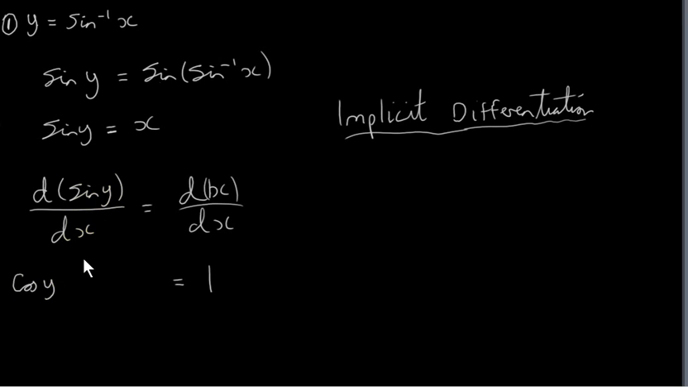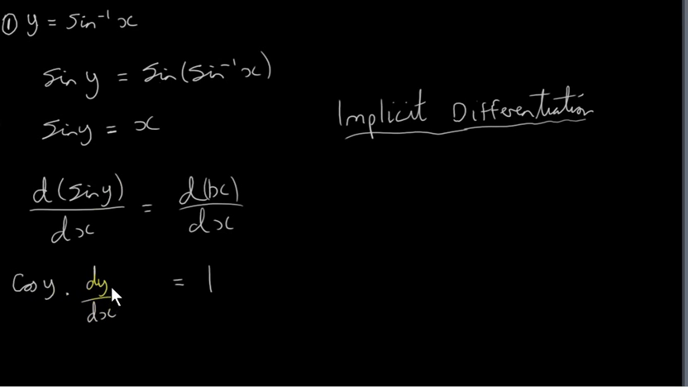Well, there's no power part in this. The next part then is the angle part. We differentiate the angle with respect to x. So we differentiate y with respect to x. Well, we don't know y as a function of x, so we just write down dy dx for the derivative of y with respect to x.